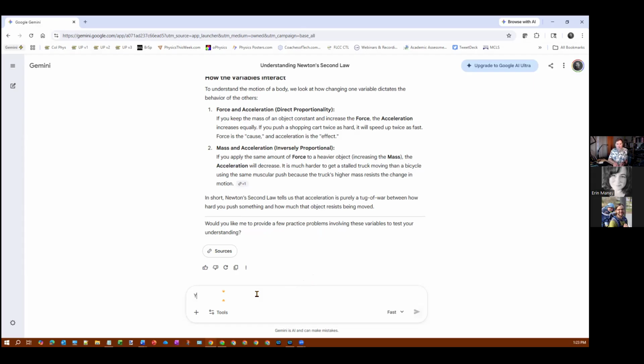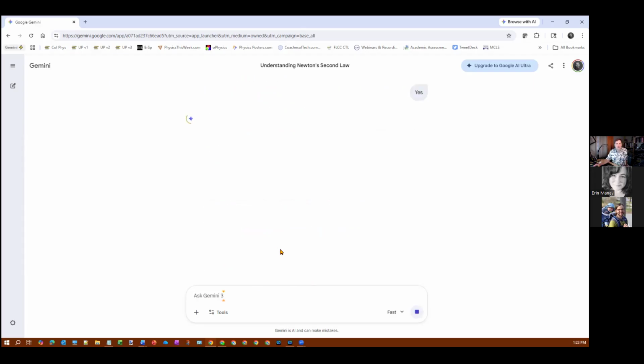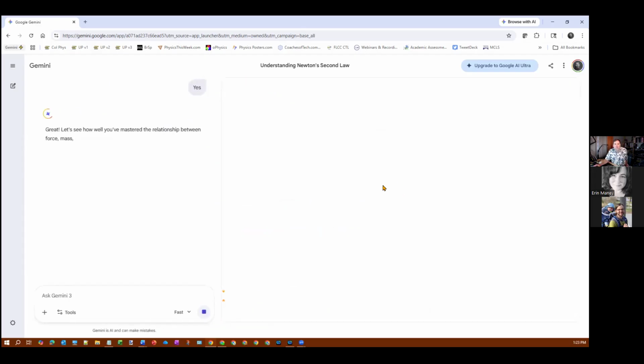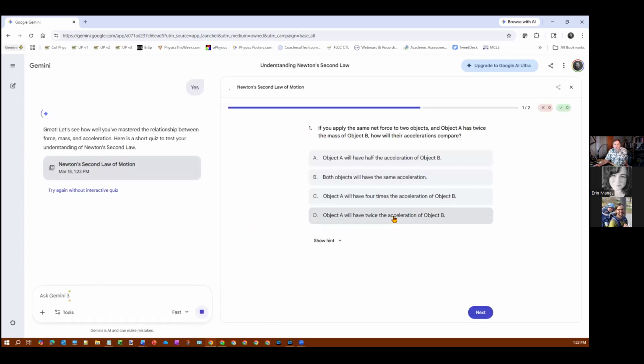with that. So if you say yes at this point, and again, this isn't every AI, but notice that Gemini is giving me actually a quiz here to test my things out. So tests same net force to objects. Object A has twice the mass of object B. How will their accelerations compare?